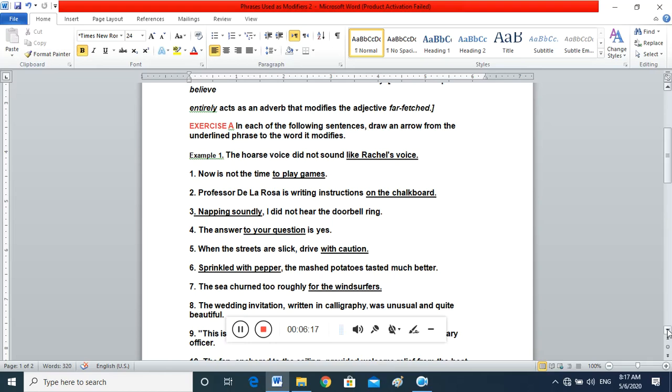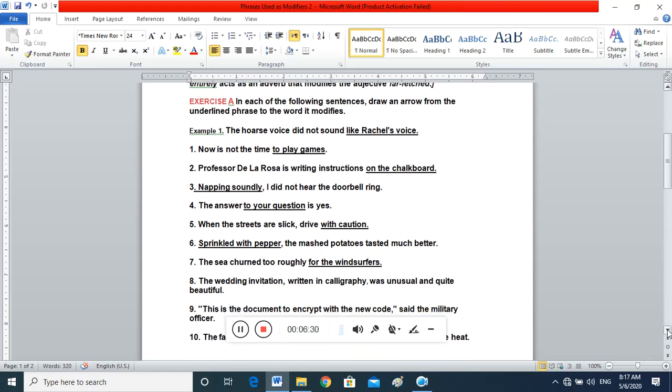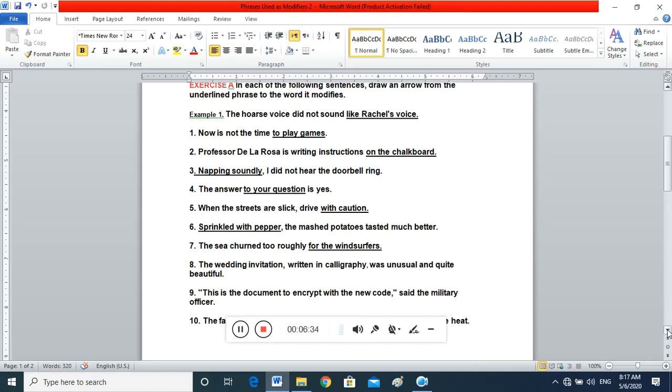Sprinkled with pepper, the mashed potatoes tasted much better. In number 6, we have a participle phrase, sprinkled with pepper. This phrase describes the word potatoes. Potatoes is a noun, so it's an adjective. Draw the arrow from the phrase, underline the phrase, to the word potatoes. Number 7. The sea churned too roughly for the windsurfers. For the windsurfers describes what? The word roughly. Yes, it's an adverb.